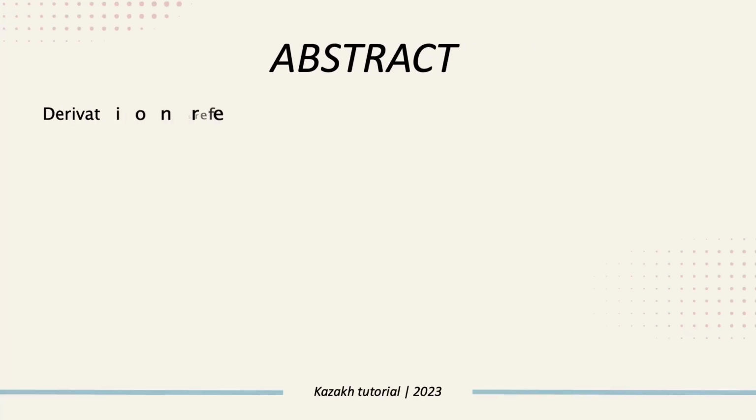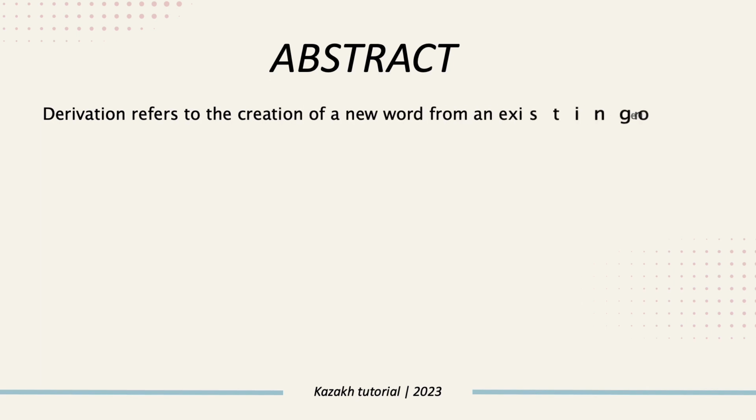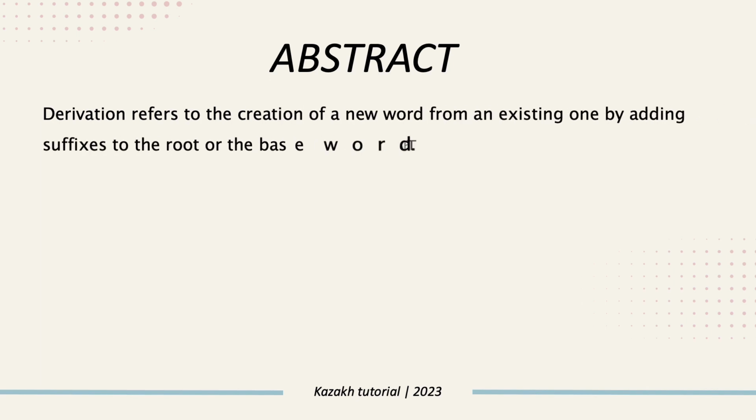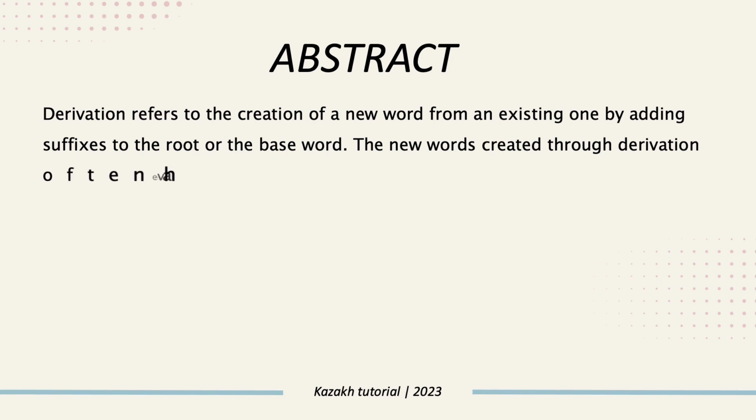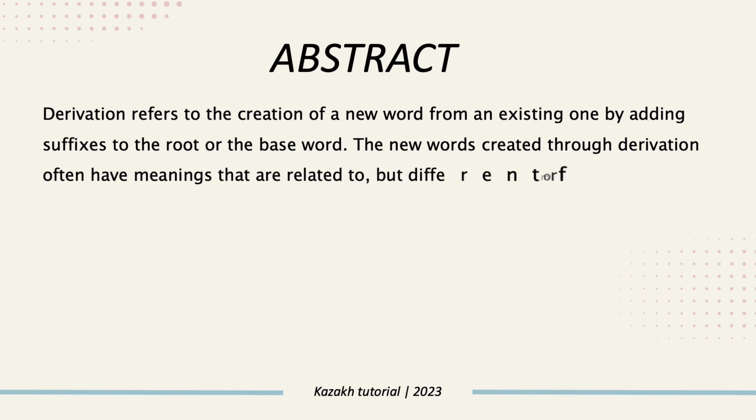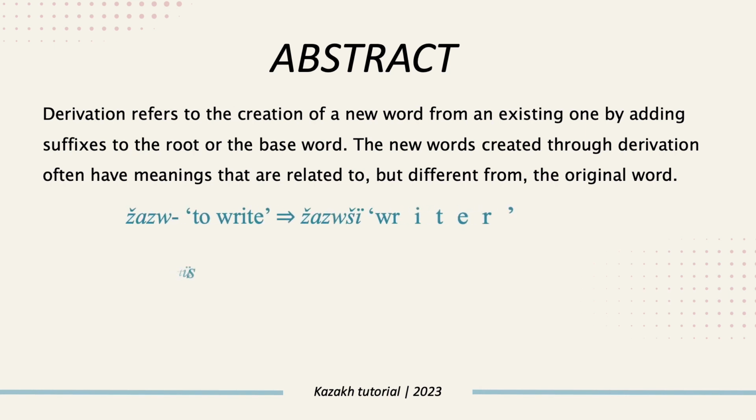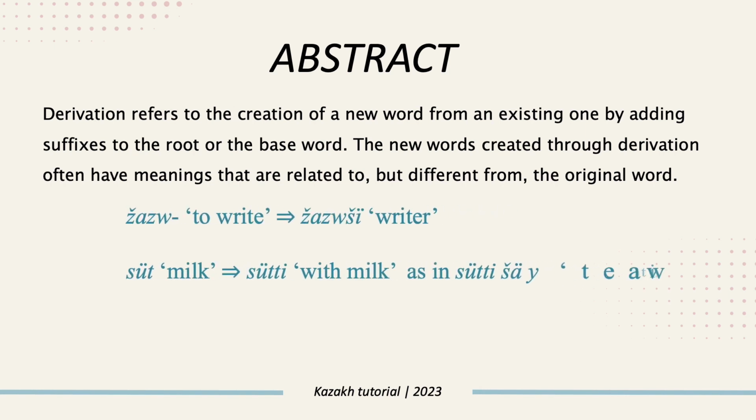In Kazakh, derivation refers to the creation of a new word from an existing one by adding suffixes to the root or the base word. The new words created through derivation often have meanings that are related to, but different from, the original word. For example, the word жазу, to write, can be changed by adding the suffix -шы to form the word жазушы, writer, meaning one who writes.